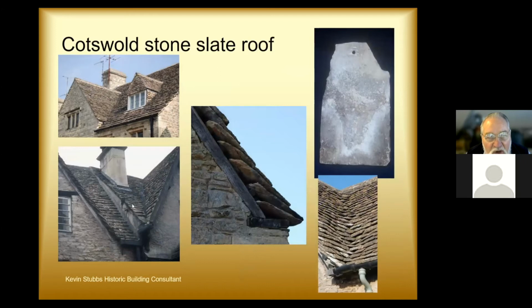Out of our area, we get Cotswold stone slates, and again, these have got a particular character. And the reason I'm showing them is that by the time we get the railways being able to move materials around, we find that some of the higher status late Victorian and Arts and Crafts buildings in our area have Cotswold stone slates on their roof.